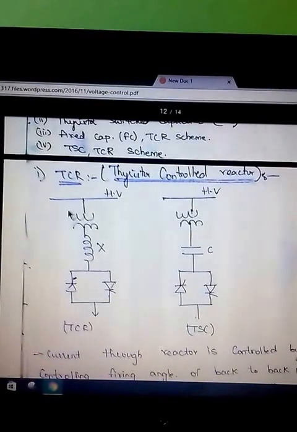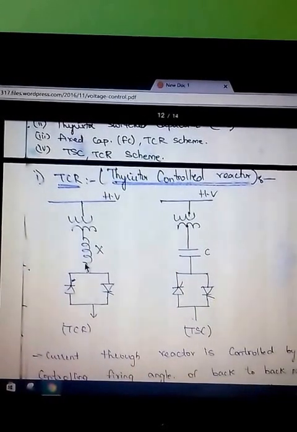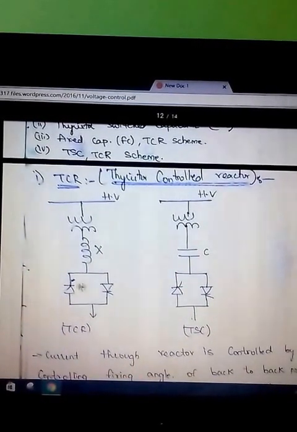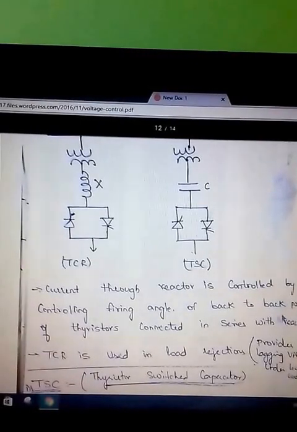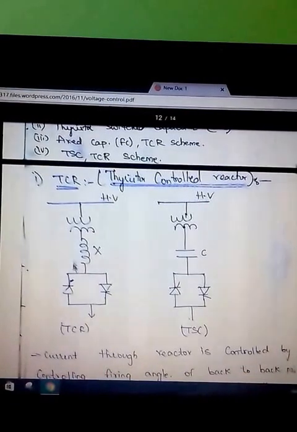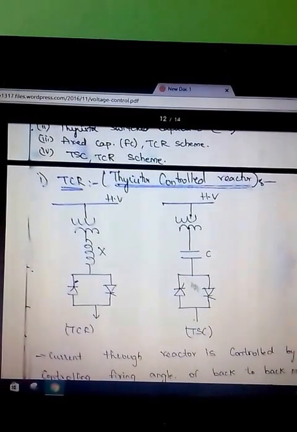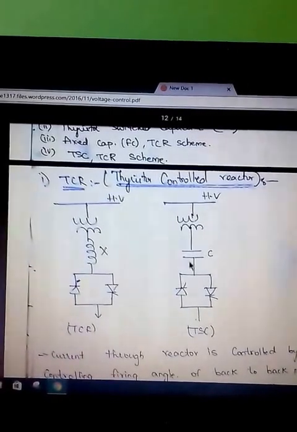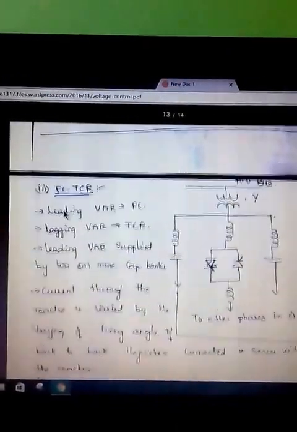There is a high voltage transmission line, and through the transformer you are stepping down and connecting through a reactor. This is a back-to-back thyristor. The current through the reactor is controlled by controlling the firing angle of the back-to-back thyristors connected in series. If you vary the firing angle, the current can be controlled, thereby the amount of reactive power absorbed can be controlled. Here, the amount of reactive power injected into the system can be controlled. These are the 2 main types.